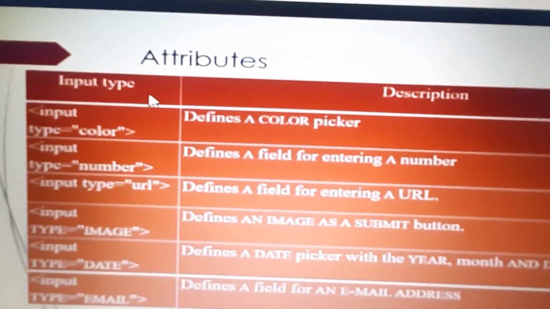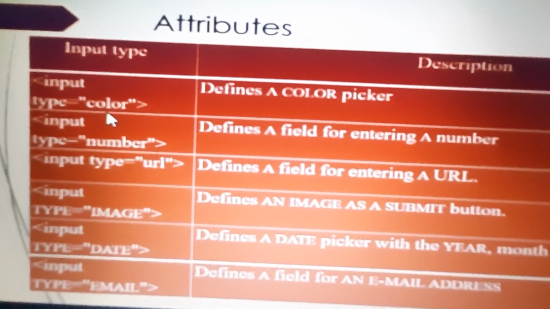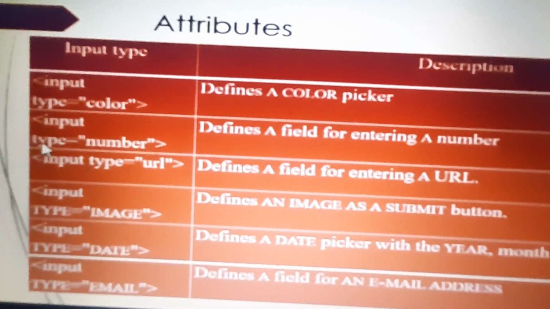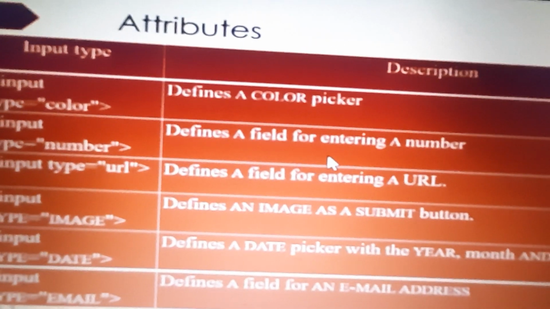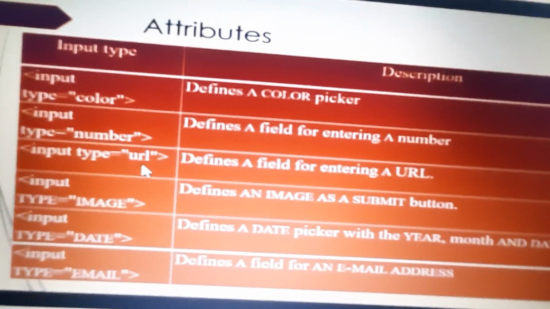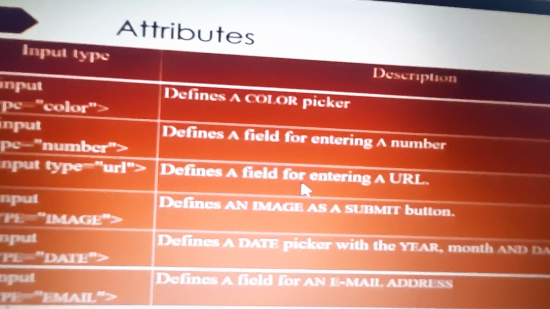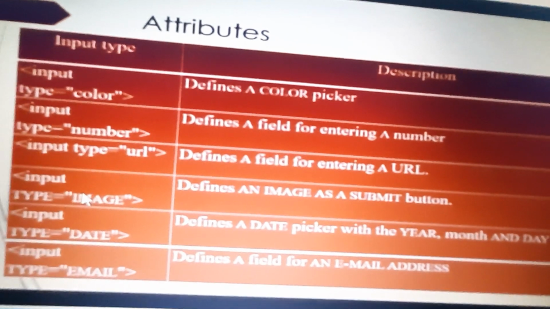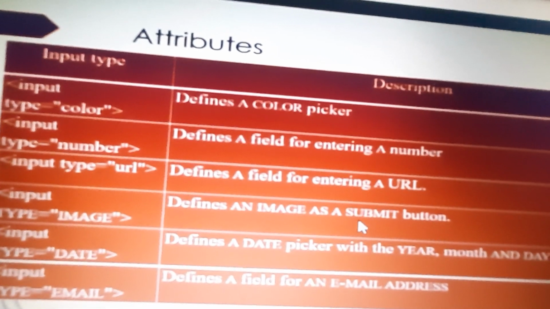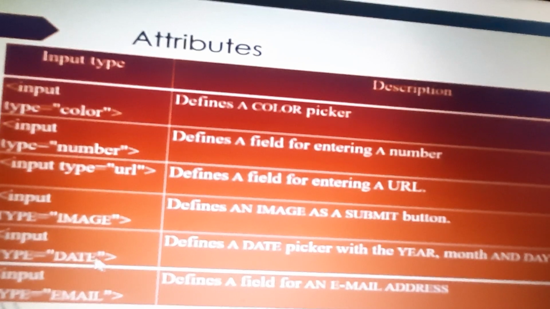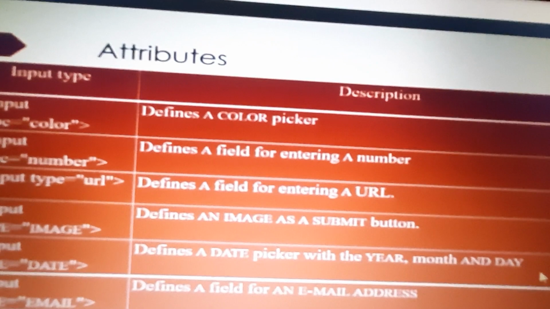If we want to change the input color, for that purpose input type is equal to color, which defines the color picker. Then input type is equal to number, which defines a field for entering a number. Again, input type is equal to url, where we can directly insert the URL; it defines the field for entering the URL. Next is input type is equal to image, which defines an image as a submit button. Then input type is equal to date, which defines the date picker with year, month and day.